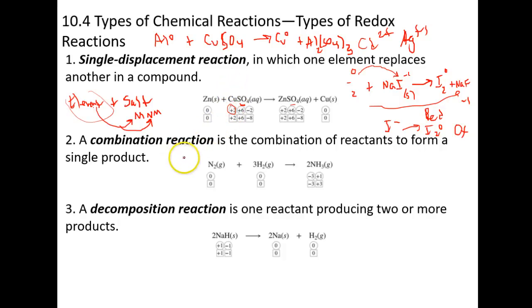The next one is combination reaction, which is exactly how it sounds. You're combining two elements or two molecules together to form another molecule. So I have the element of nitrogen in the elemental state, the element of hydrogen in the elemental state, and I'm forming a molecule. All right, nitrogen goes from a 0 charge to a -3, so it's gaining electrons, that's being reduced. Your hydrogen is going from a 0 to a positive, it's losing electrons, so it's becoming oxidized.